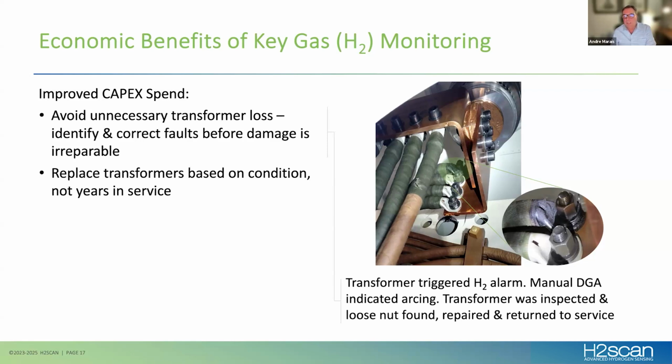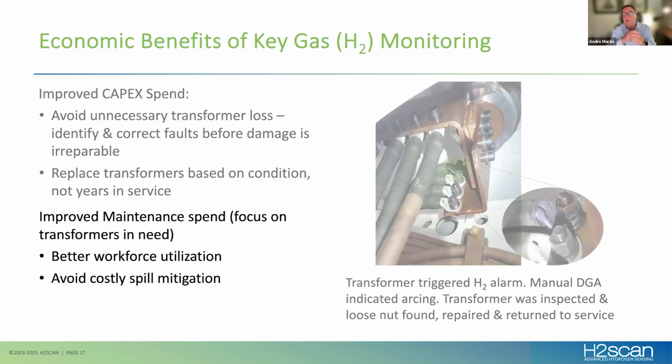This transformer triggered a hydrogen alarm. They pulled the manual DGA information, and the manual DGA suggested that we had arcing. The transformer was inspected and a loose nut found. They were able to repair the transformer and return it to service pretty quickly. More importantly, you'll also be able to replace transformers in your refurbishment plan based on condition and not years in service. So you'll be able to get to the transformers that are the most likely to fail proactively.